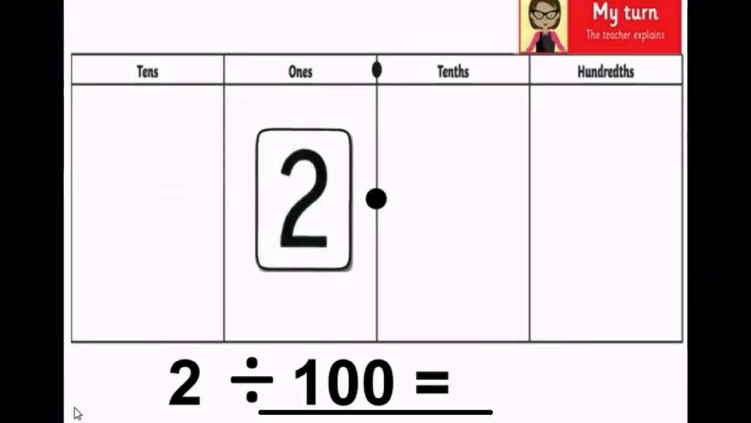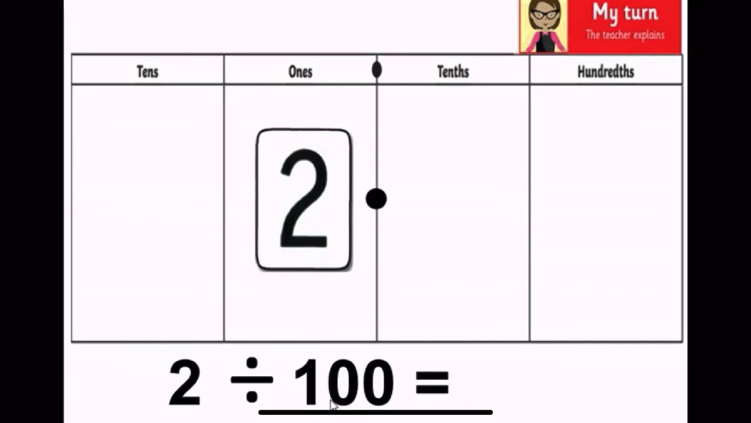Right, so we've thought about how to write hundredths as decimals. And now we're going to look at division calculations, which will give decimal answers. And we're going to focus on dividing 1 and 2 digit numbers by 100. And we're going to write the answers as decimals. So we're going to have a look at a My Turn part of the lesson now. And we're going to look at 2 divided by 100.